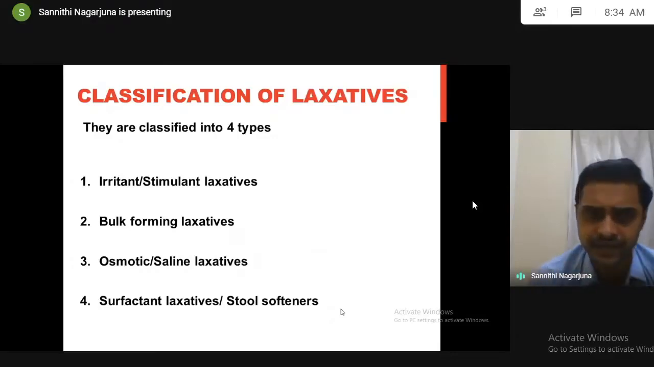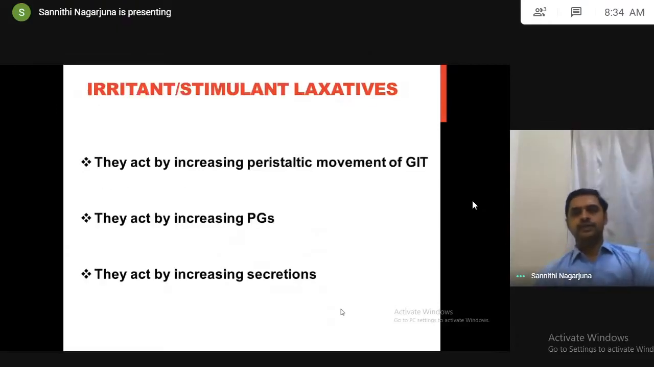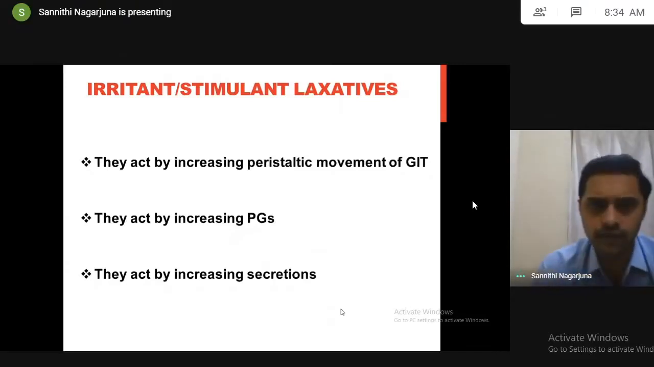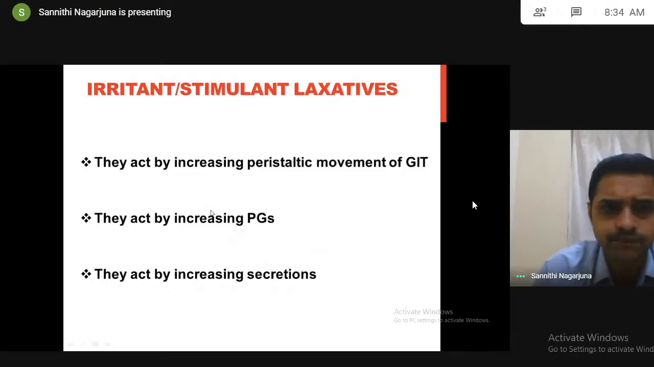So if you see the classification of laxatives, this is not only a classification for laxatives, it is a classification for purgatives, cathartics, everything. All these drugs are classified into 4 types: irritant or stimulant laxatives, bulk forming laxatives, osmotic or saline laxatives, and surfactant laxatives or stool softeners. So one by one you see. First, irritant or stimulant laxatives. From the name itself, you can see here, stimulant.